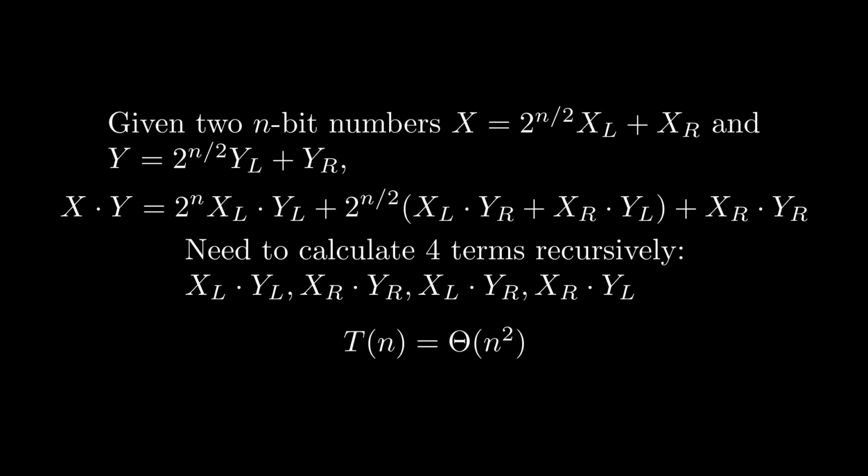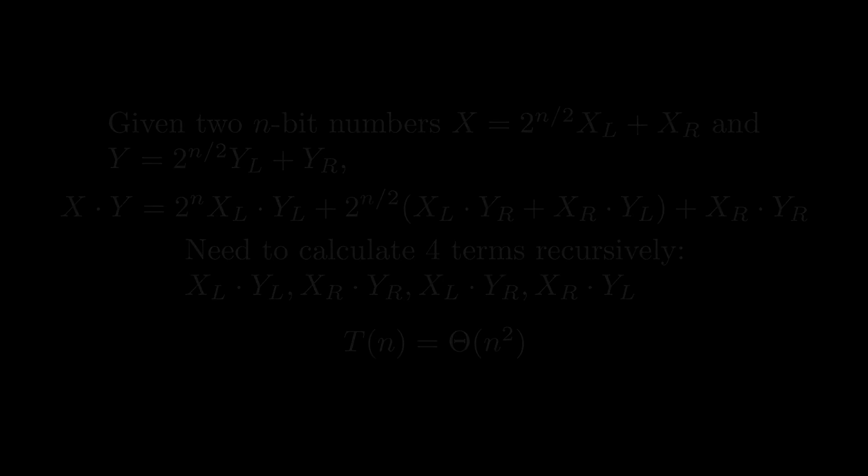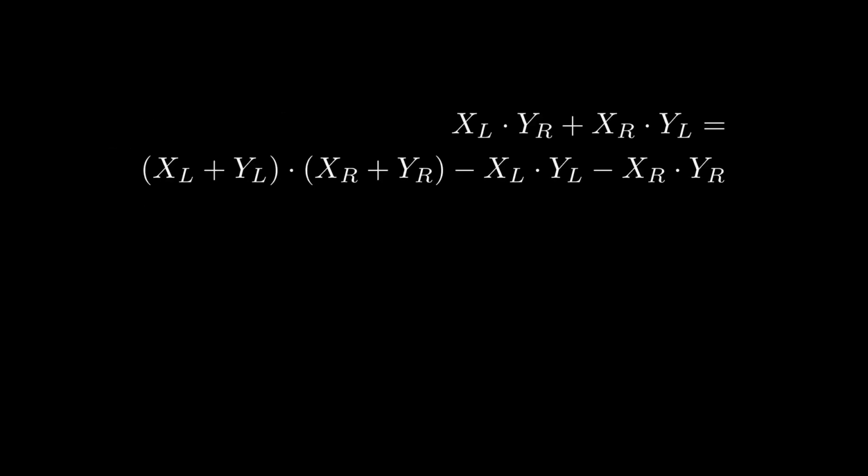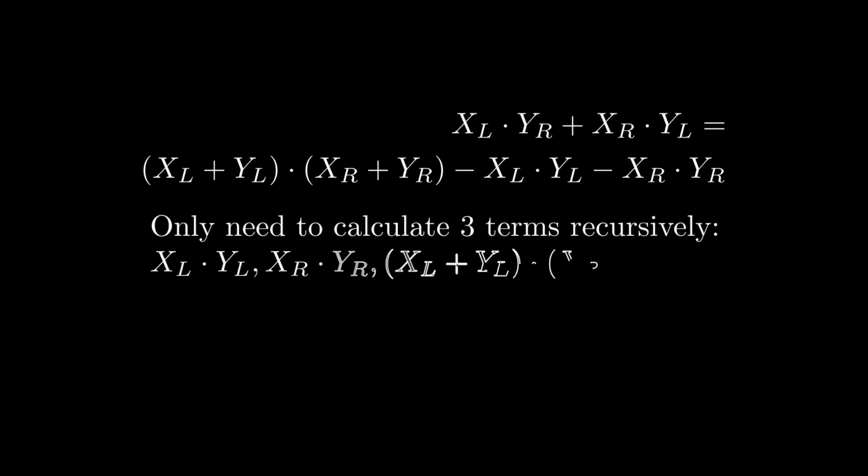Is there any way we can improve on this result? Well, let's take a closer look at the middle term. Notice that we can rewrite the central term as xl plus yl times xr plus yr minus xl times yl minus xr times yr. Hence, by rewriting this term in this fashion, we reduce the number of recursive computations from 4 down to 3, as rather than having to compute xl times yr and xr times yl recursively, we can simply compute xl plus yl times xr plus yr instead.